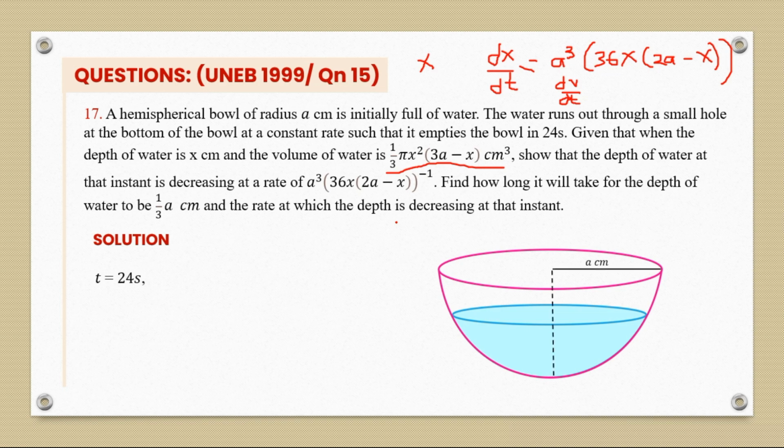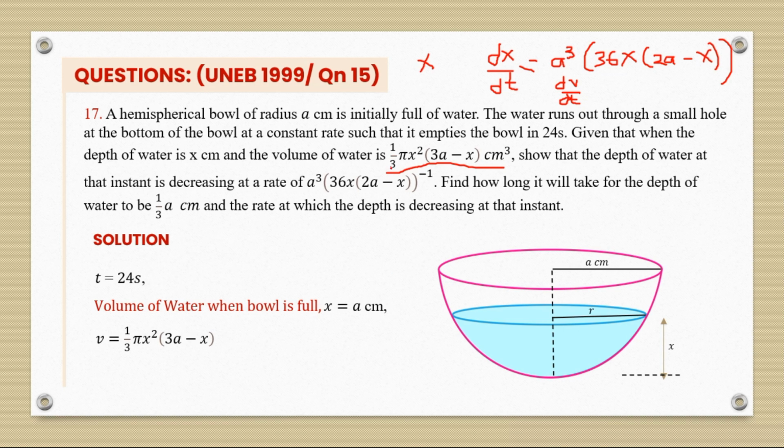Its radius is equal to 8 centimeters, and small r represents the radius of the water surface at any point. Then x represents the height of the water at any point. Alright, so let's look at the first case, when the bowl is full. As I've said before, when the bowl is full, x should be equal to the radius, because this is half of a sphere. So x should be equal to 8 centimeters.